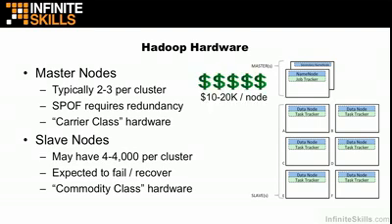A good back-of-the-napkin estimate on the cost involved for master and slave nodes is that the master nodes will be very pricey, typically costing you about $10,000 to $20,000 per node. Again, this is carrier-class hardware, and you only have a handful of them. The slave nodes, on the other hand, are probably going to run you between about $1,000 to $3,000 per node. Some organizations might spend as much as $2,000 to $5,000 per node, but definitely not more than that.